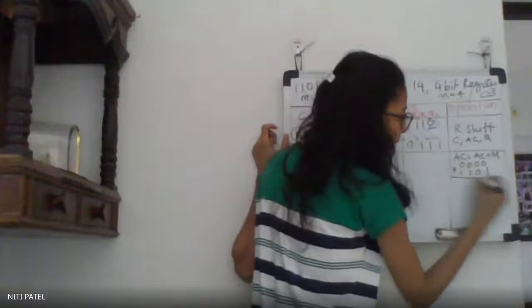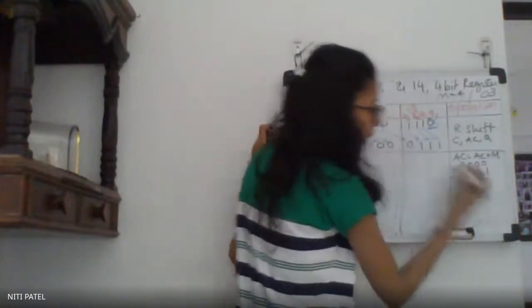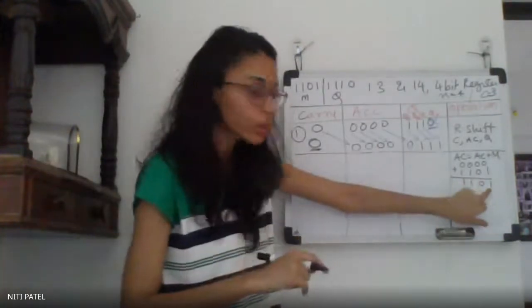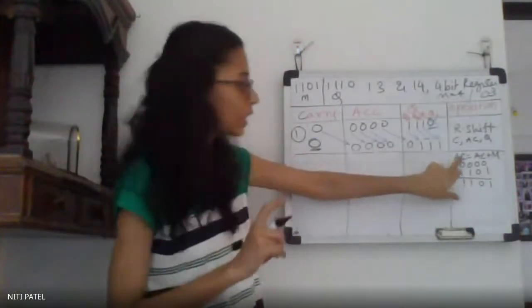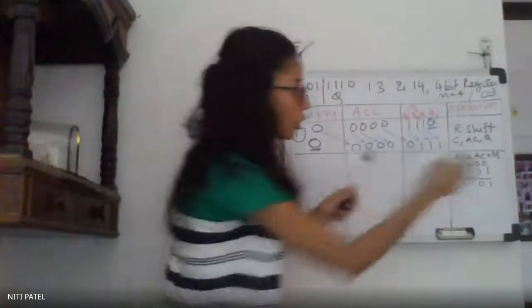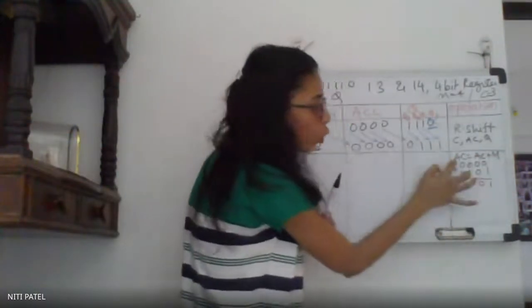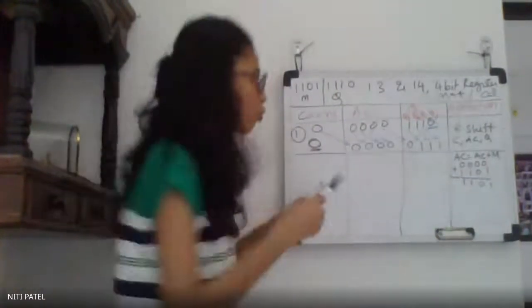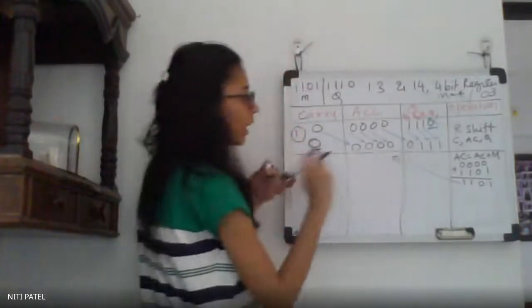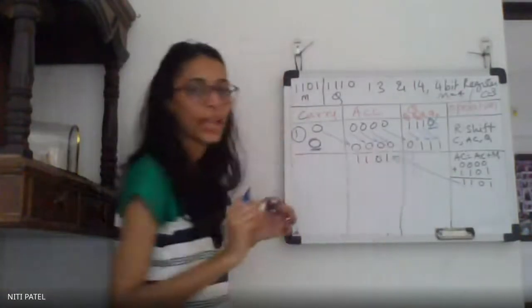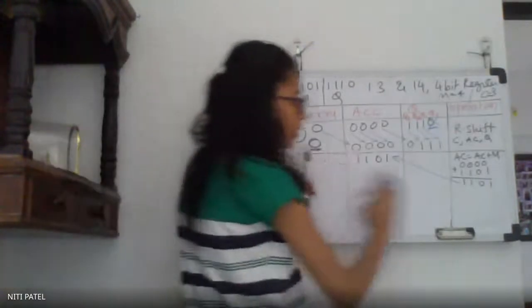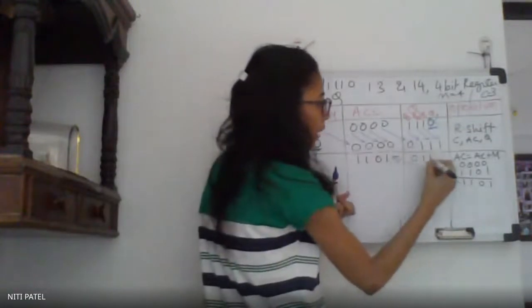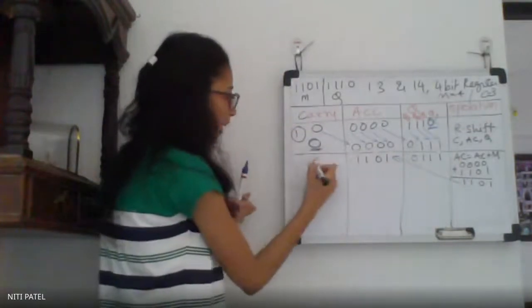What I have to do is add 0000 plus 1101. So what did I get? 1101. Where am I supposed to store this result? Into AC. Why? Because AC is equal to AC plus M, so the result has to be stored in AC. So I am supposed to copy this 1101 at AC. So 1101 copied as it is. In this step, I will copy my Q0 also as it is. So copy 0111 as it is. Copy the carry as it is.